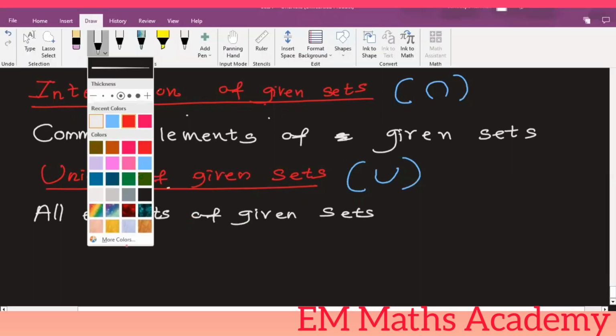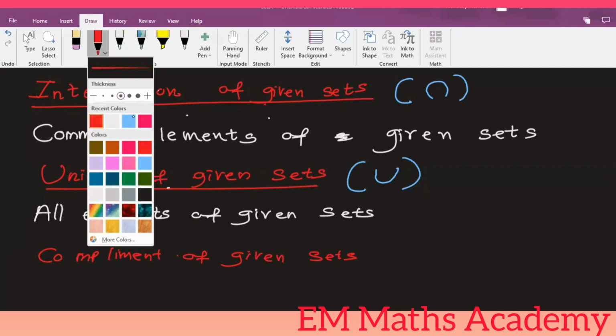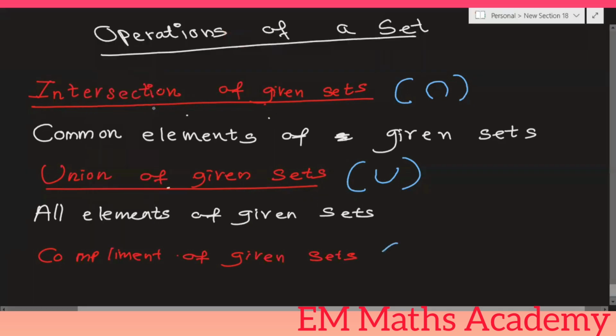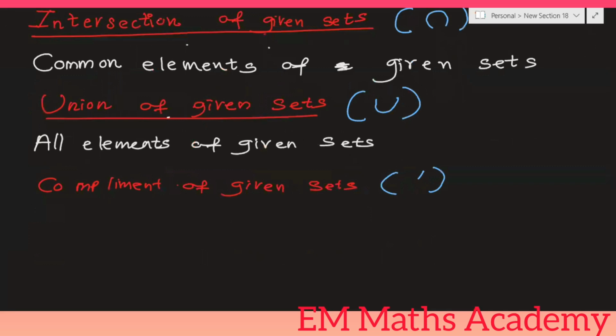Then the last one is complement. Complement of given sets. It is denoted by a dash. I will show you how to write the dash. Then what do we consider as the complement of a given set?